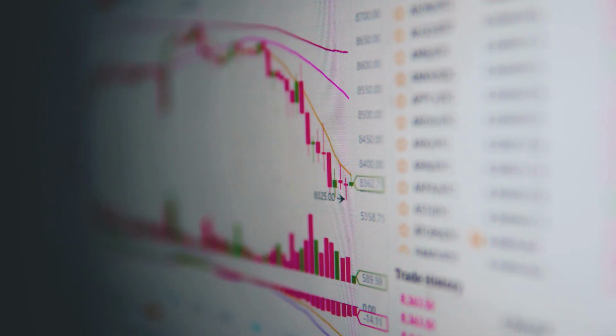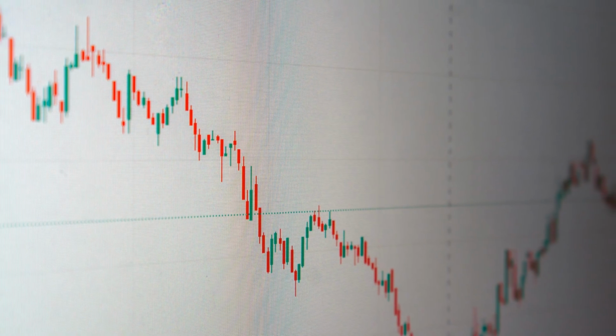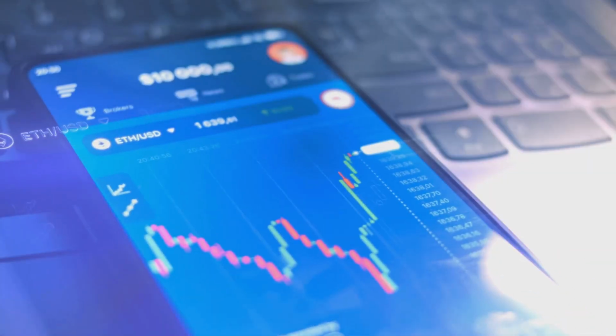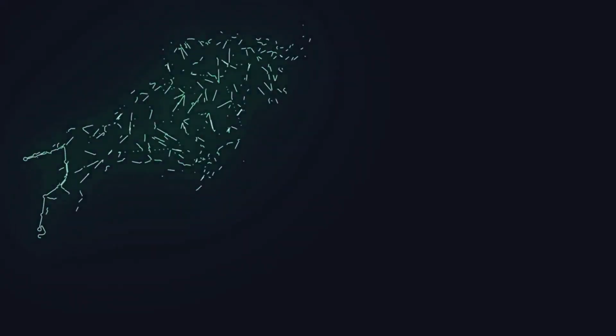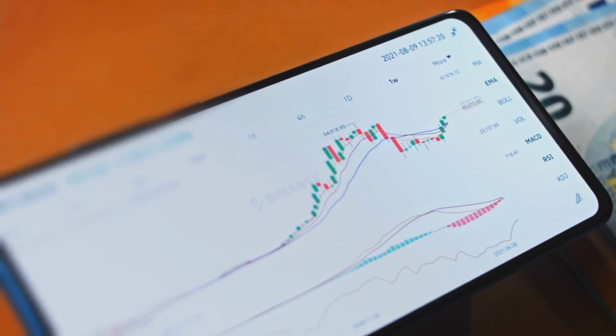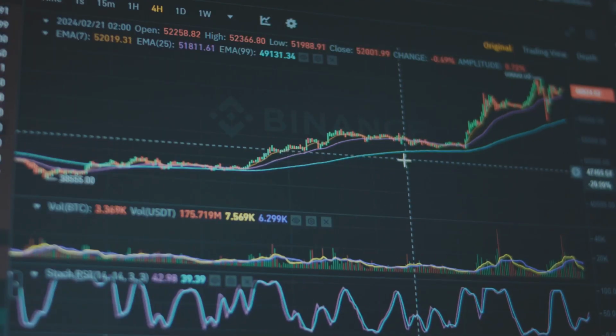Let's look at the bullish engulfing pattern. This pattern can signal the end of a downtrend. First, you see a small red bearish candle. This is followed by a large green bullish candle. The body of the green candle completely covers the red one. This means buyers have overwhelmed the sellers. It's a very positive sign for crypto prices.